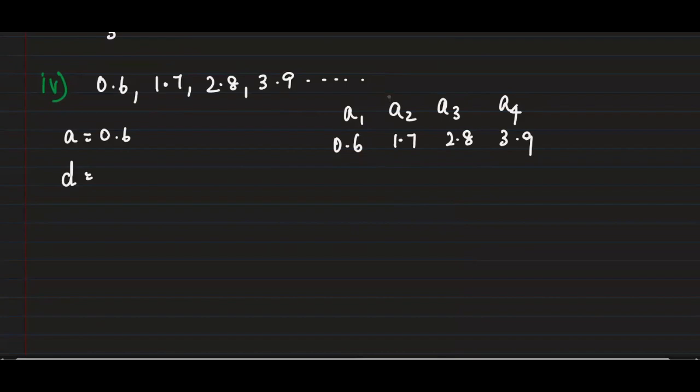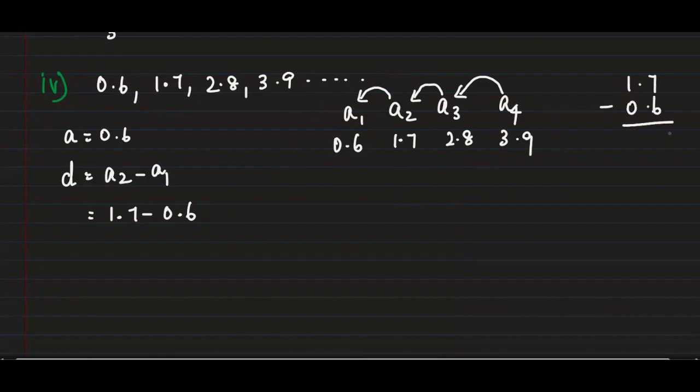So how do I find D? That will be A2 minus A1 or A3 minus A2 or A4 minus A3. So D value is equal to A2 minus A1, which is equal to 1.7 minus 0.6. 7 minus 6 will be 1, and 0.1 minus 0 will be 1. So that will become positive 1.1.